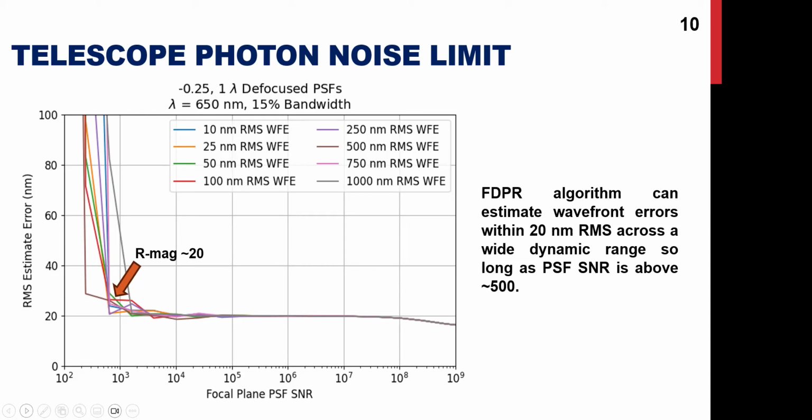Based on the conversation I had with Doug the other day, I should specify that when I say SNR here, it's more signal to background noise, where I was just dividing the peak of the PSF by a patch of noise in the corner of the image. So when I say an SNR of like 500, we're talking between 500 and 1,000 counts on our detector. But it works down to magnitude of 20-ish.